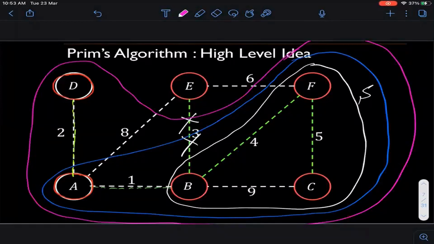You don't want to include all edges in your graph. In the set you are only including vertices, and edges are included as part of the tree. So your set S is always a set of vertices, right? Okay, good. So what is our termination condition? In this picture, I will terminate like this.